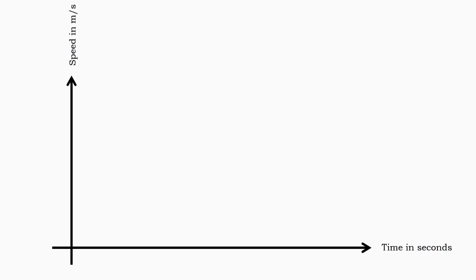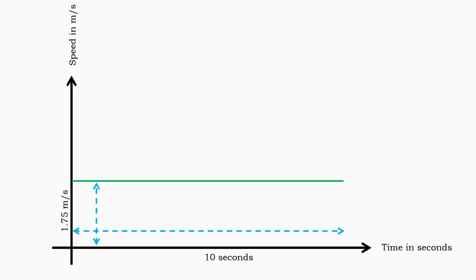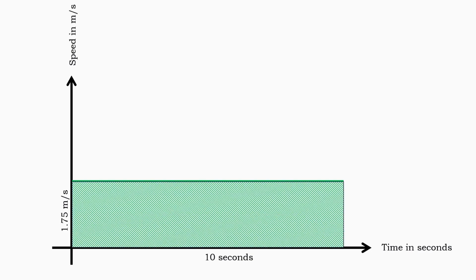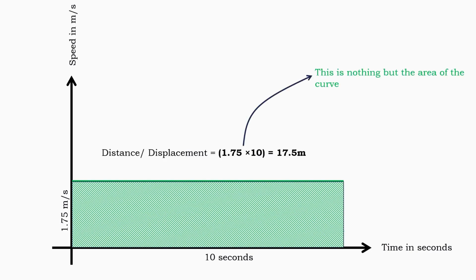Now let's bring this idea to a graph. If we plot speed versus time, with speed on the y-axis and time on the x-axis, a constant speed will be a straight horizontal line parallel to the time axis at 1.75 meters per second. Now here's the key idea. If you want to calculate the distance traveled, you look at the area under this graph. This rectangular area represents distance. So, distance is equal to the area under the speed-time graph.